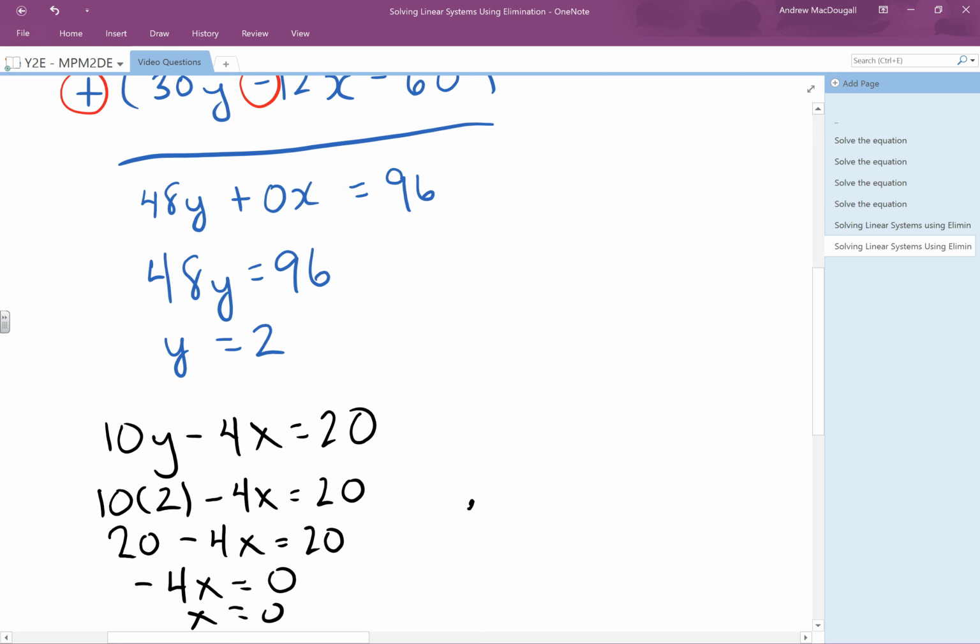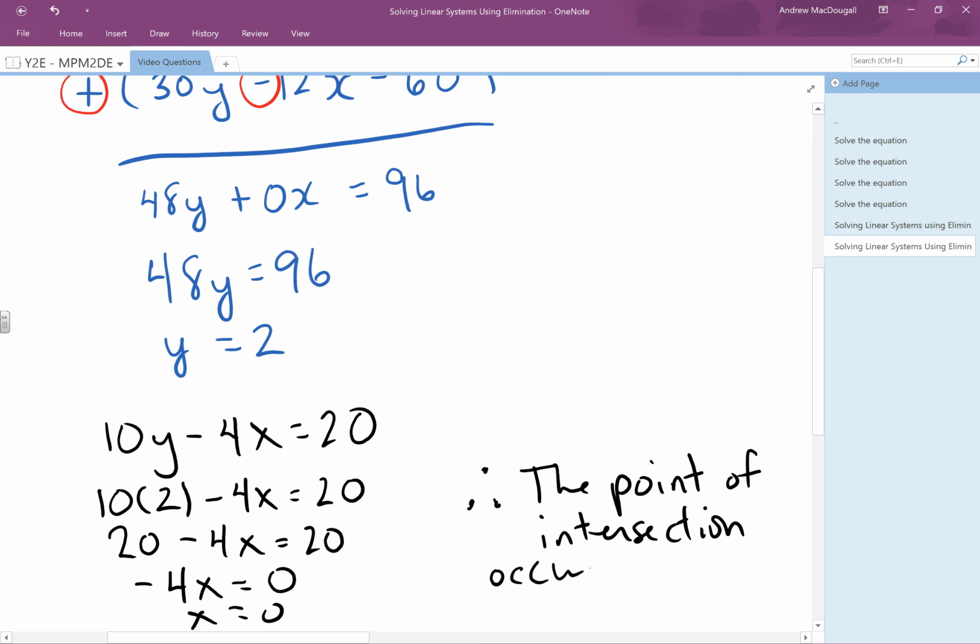Now therefore, the point of intersection occurs when x and y equals 0, 2. Remember to write your x and y in the correct order. And that is the method of elimination.